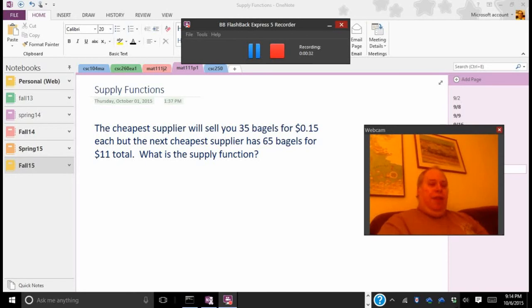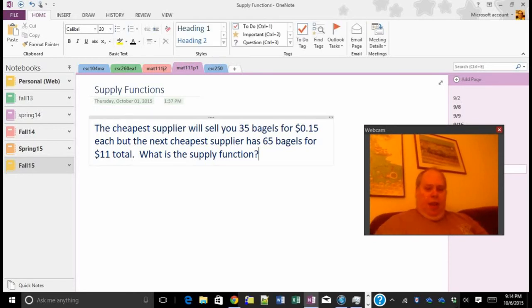A supply function is very different from a demand function in that you don't ever just buy from one supplier. You buy from the cheapest supplier until he runs out, and if you need more, you go to the next cheapest supplier and the next cheapest supplier along with that. This means that the more you need to buy, the more expensive it becomes. So a supply function has a positive slope. We're going to see that.